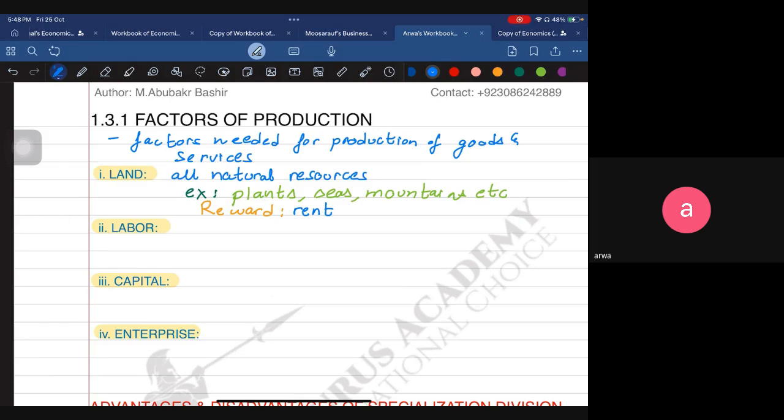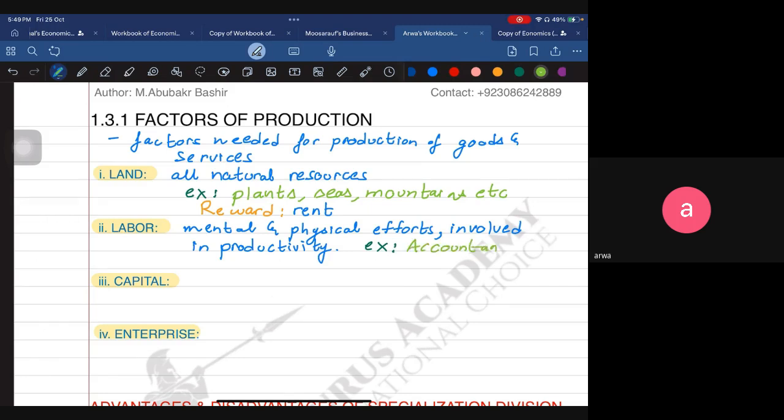Perfect. So, we consider labor as the mental and physical efforts involved in production. For example, an accountant, a doctor, a teacher. So all of them are considered to be labor.